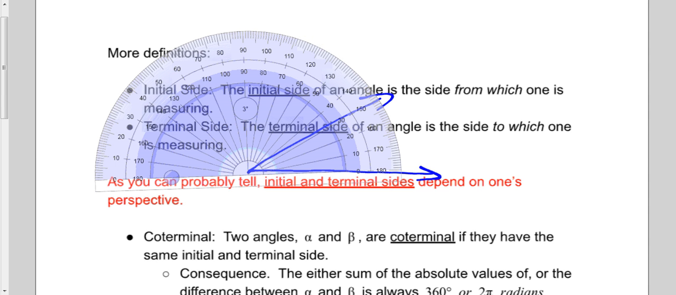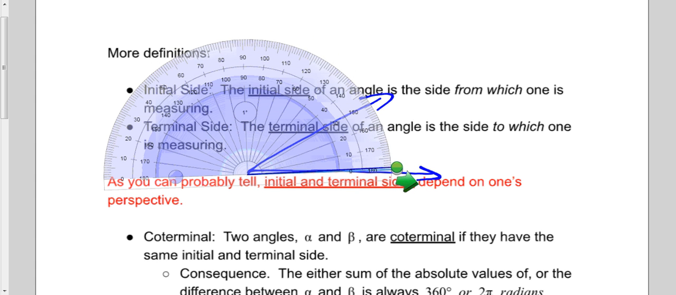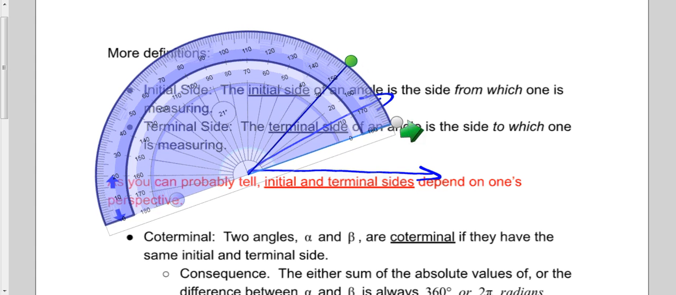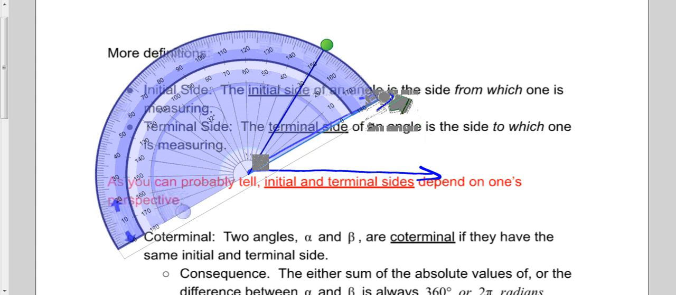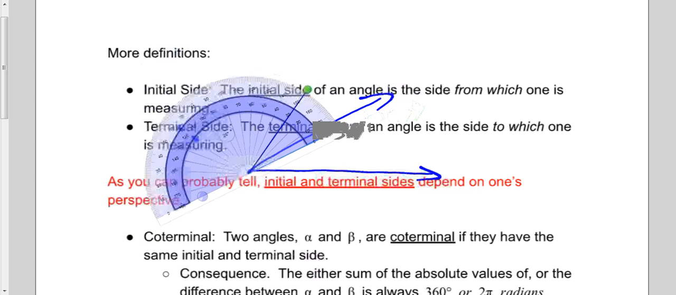Now, which side, if I'm measuring like that, which side is the initial side? The bottom one or the top one? The bottom one, right? What if I'm measuring like... It's not a thing, is it? No, come on. There we go. What if I measure like that? No. How do I do this?